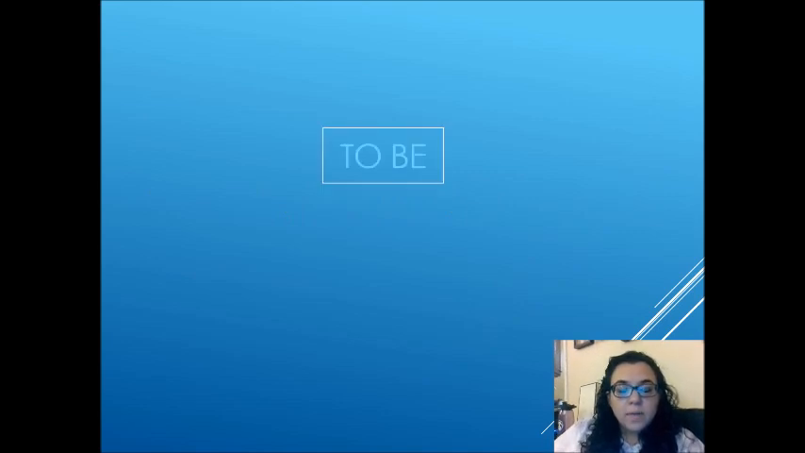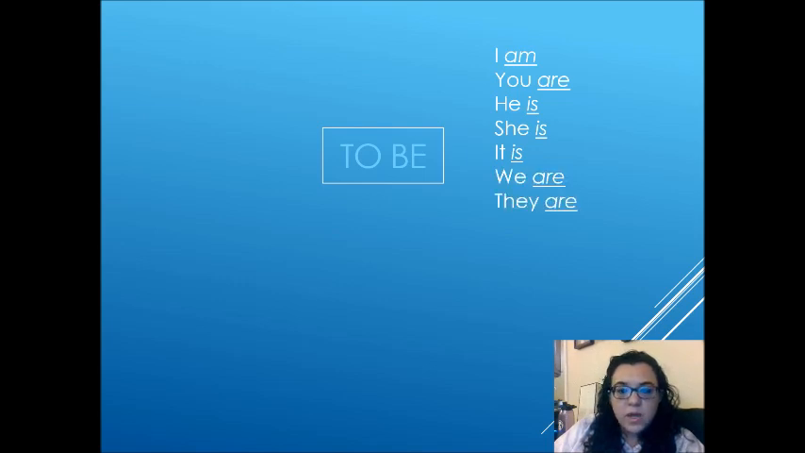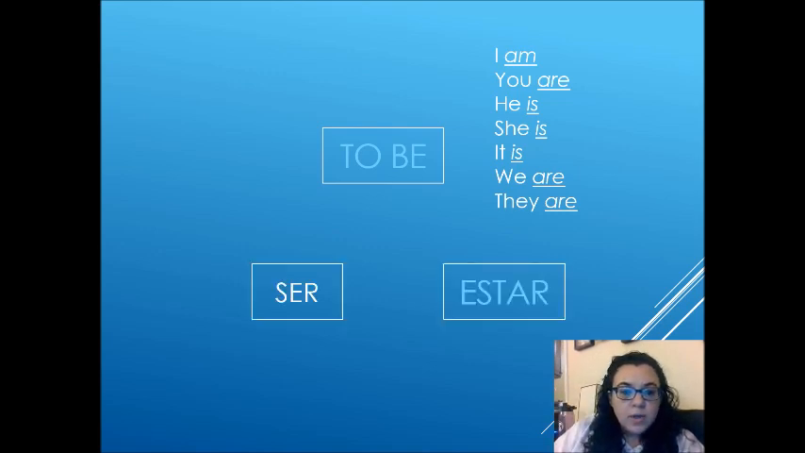Alright, so we're going to be talking about this verb to be. And the verb to be in English, for those of you that don't remember, it's I am, you are, he is, she is, it is, we are, and they are. Now here's the important thing. In Spanish, the verb to be is actually two verbs. You have the verb ser and you have the verb estar. So there are two different verbs that when you translate them from Spanish to English, it's going to translate to the same thing. But in Spanish, it's two different verbs and we use it for two separate things. So we have to learn when we use each one of them.